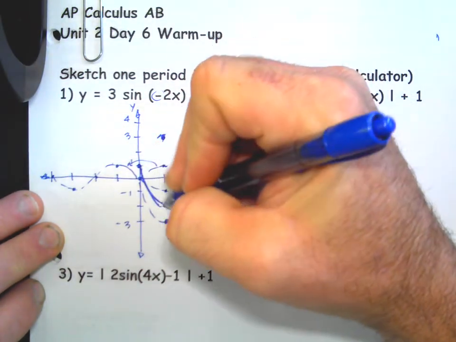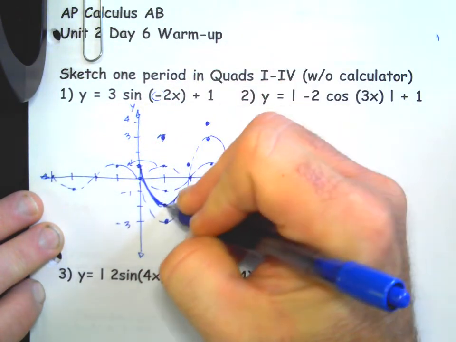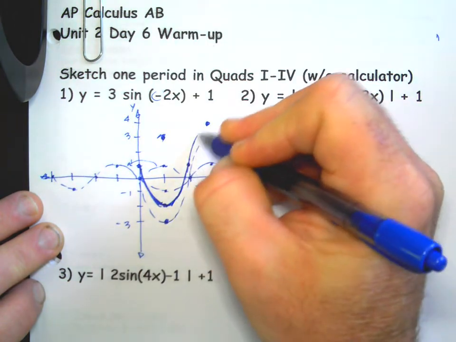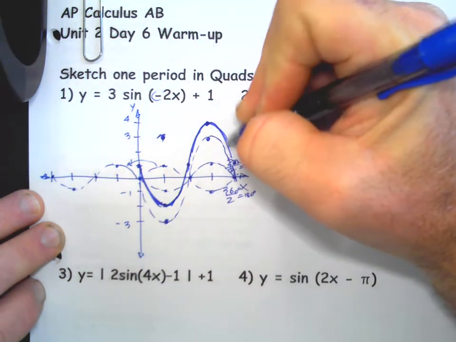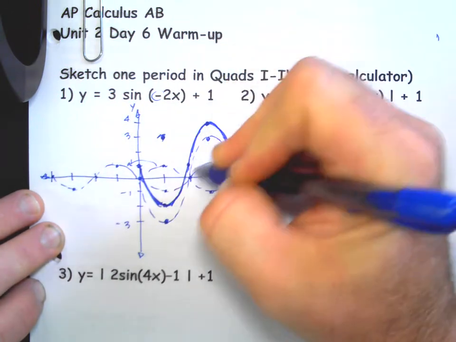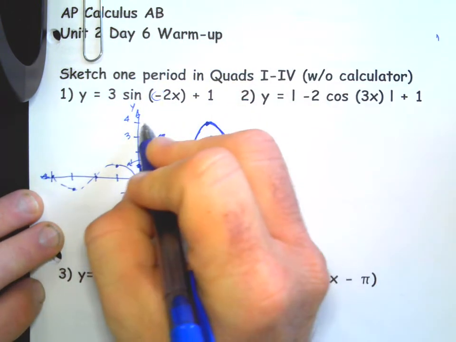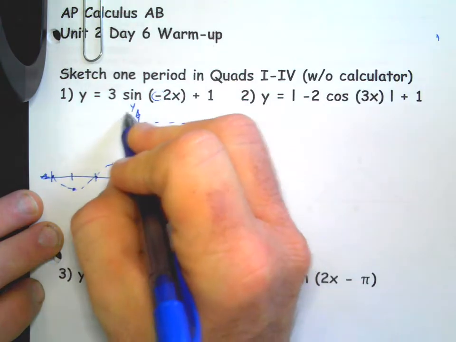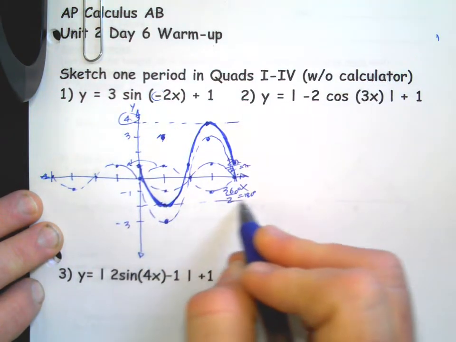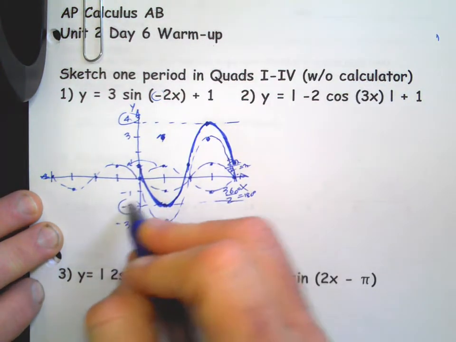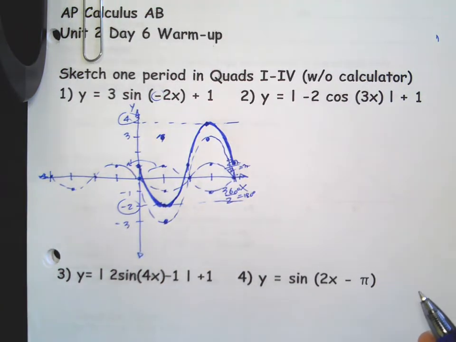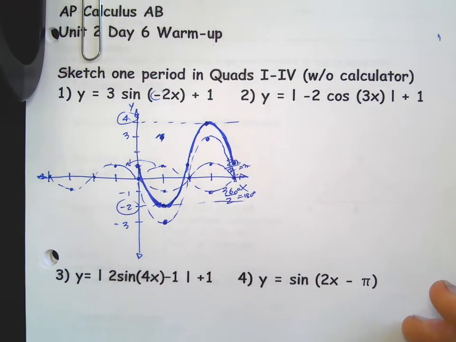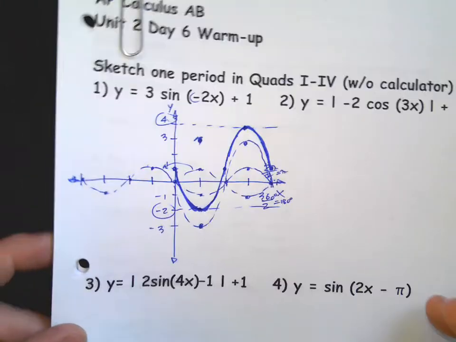So we're going to make it nice and smooth. And solid. And we're going to do a little light horizontal line for the max and the min and label them. Okay, there you go. That's what we're looking at. 1 answer, 1 period.